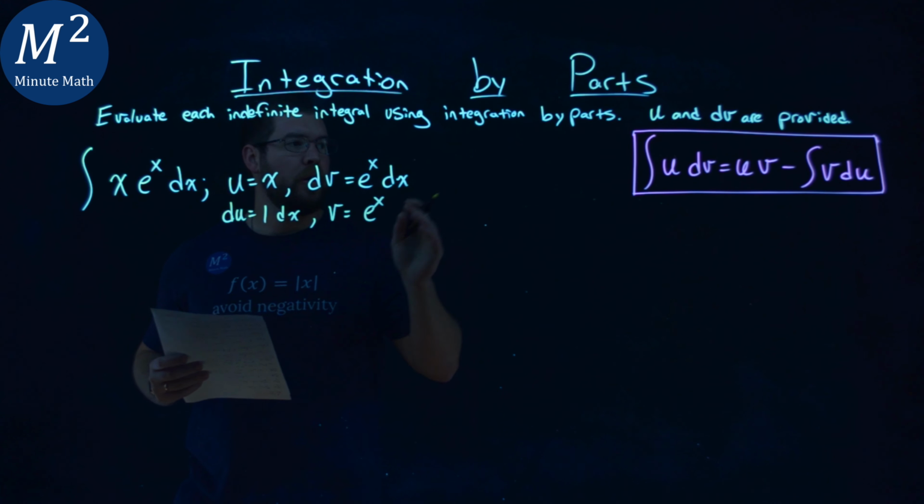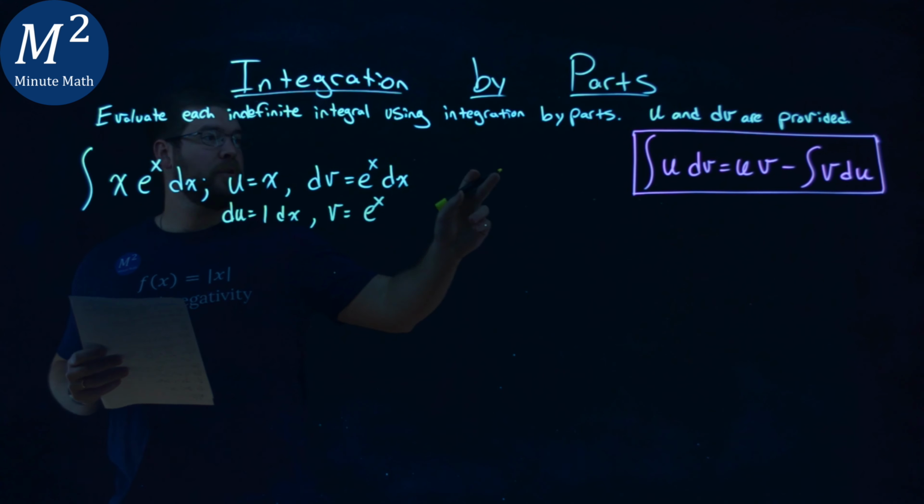So we follow it. It says the integral of u dv, so we set our dv to be e to the x dx, is equal to our u value, which is x, times our v value, which is e to the x, minus the integral of v, which is e to the x, and then du, which is 1 dx. And now we have to solve again, keep going.